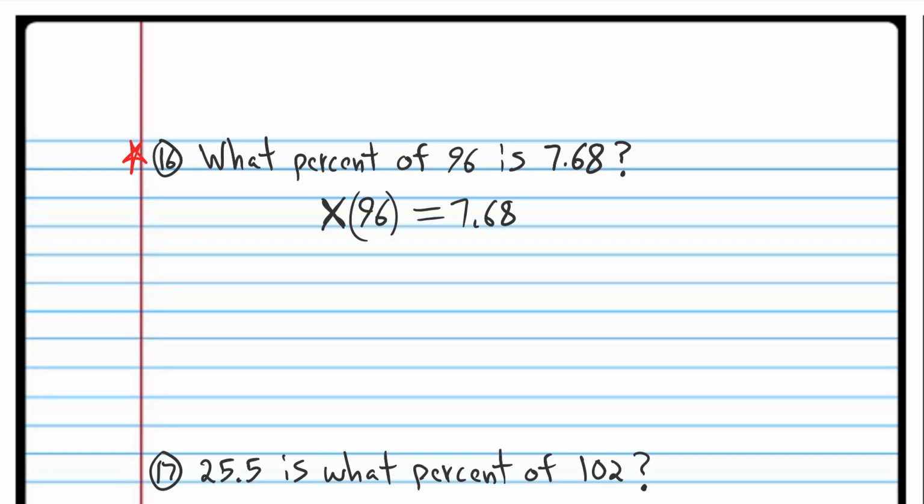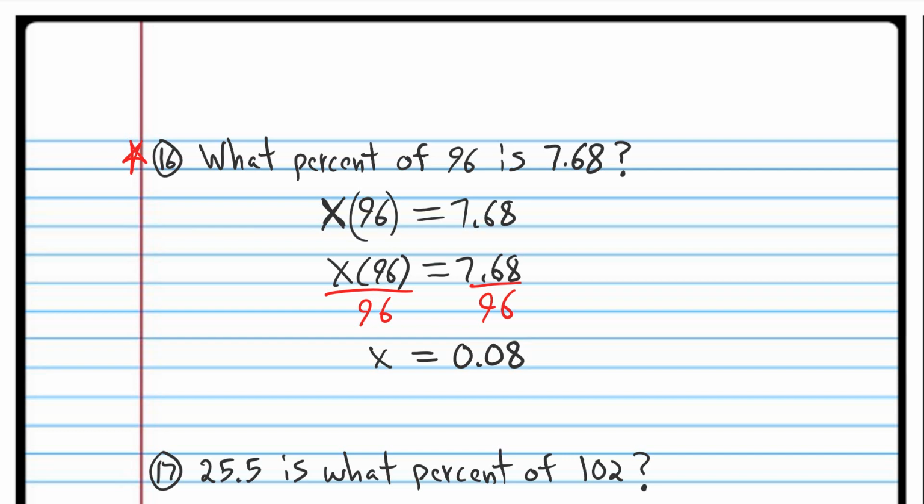So again, this is just a one-step algebraic equation. You want to isolate x, get it by itself, so you have to get rid of that 96. And x is equal to, let me get my calculator out, 7.68 divided by 96 is equal to 0.08. Now there's one more step right here.